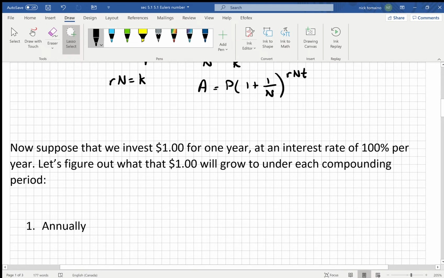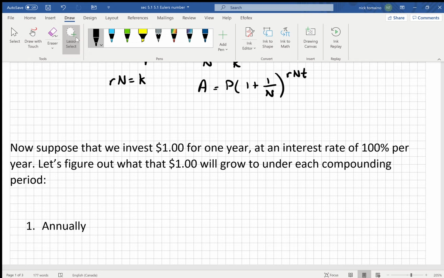Now, Euler's number actually came about as he was trying to solve a problem from another famous mathematician named Bernoulli. Bernoulli's problem was: if I had a certain amount of money and it compounded indefinitely, how much would that equal after a certain time period? Okay, so we're going to go through this problem.